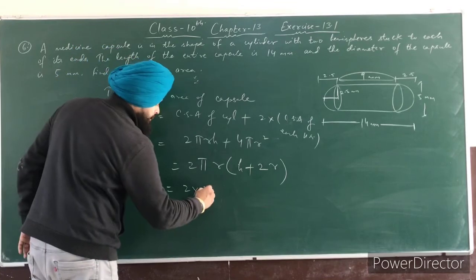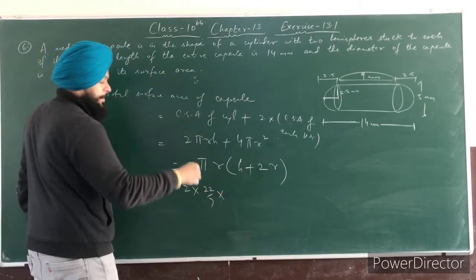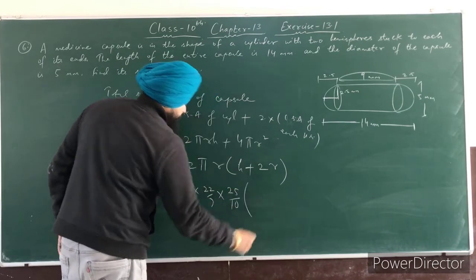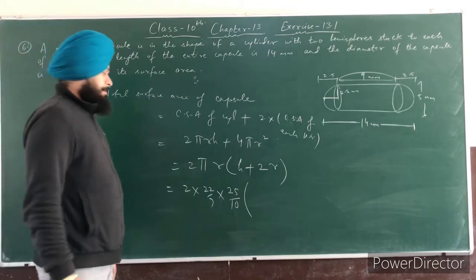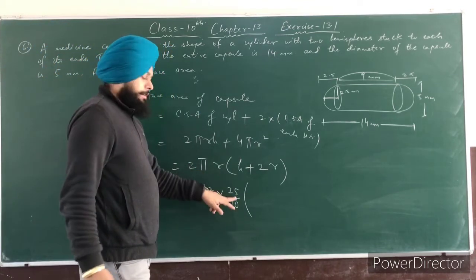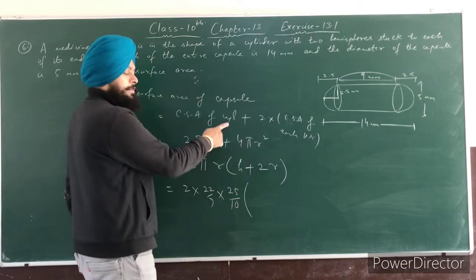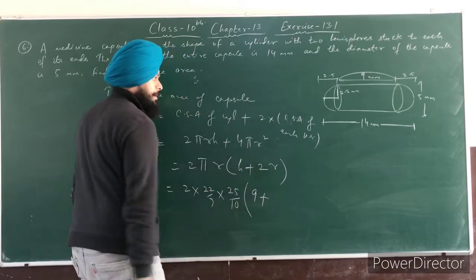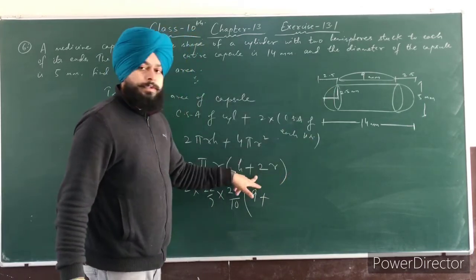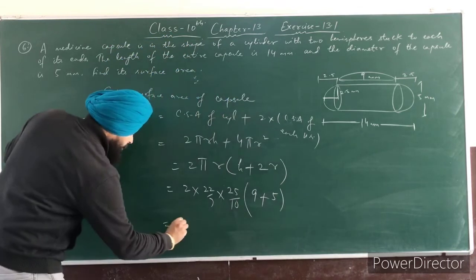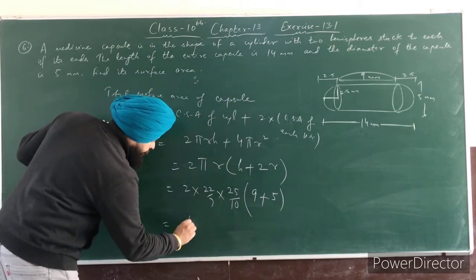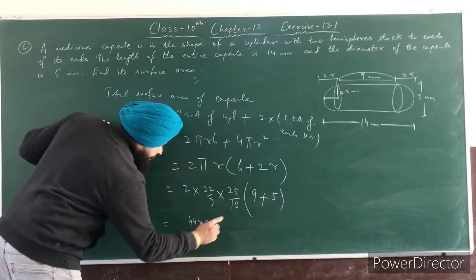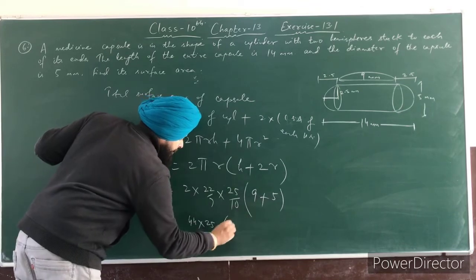Now what is the value of pi? It is 22/7. Radius is 2.5, or you can write 25/10. Convert it into a fraction, so 2.5 is written as 25/10. Height of what? Height of the cylinder. Cylindrical height is 9 millimeter, plus 2 into r. r is 2.5, so 2 times 2.5 is 5. So it is 2 into 22, 44, into 25/7 into 10. 9 plus 5 is 14.